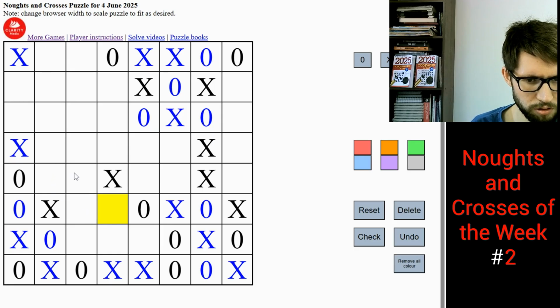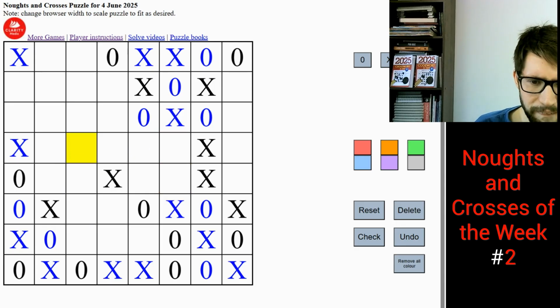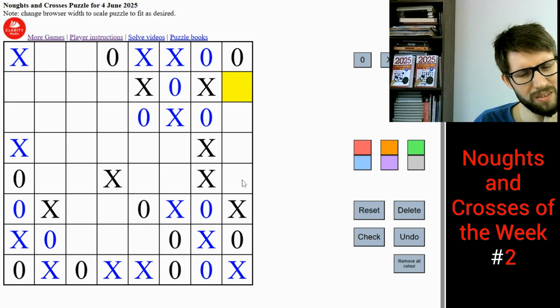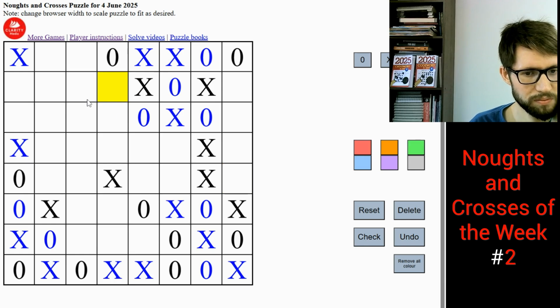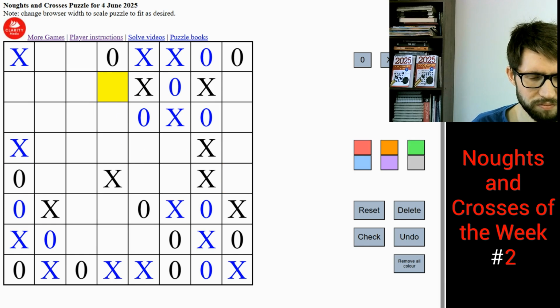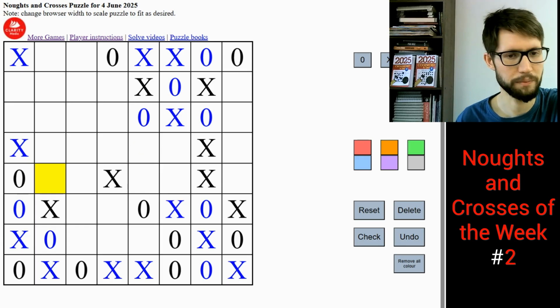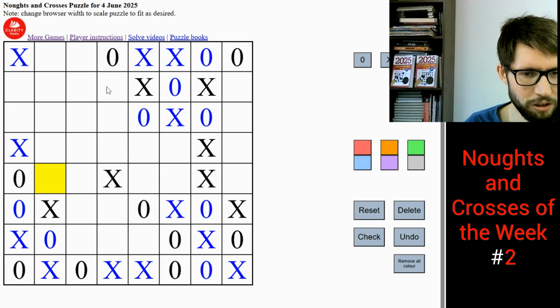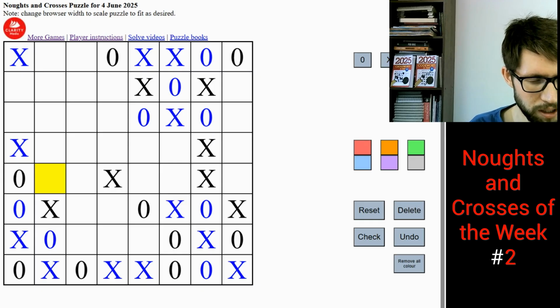So 2 crosses. 2 crosses here. And then here we have 2 and 2. Okay. So one of each here, one of each there. You see, I think we're quite close to making a breakthrough that would lead to a sort of cascade solve, but I don't know quite how close.